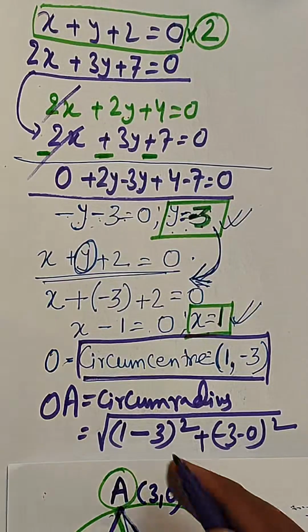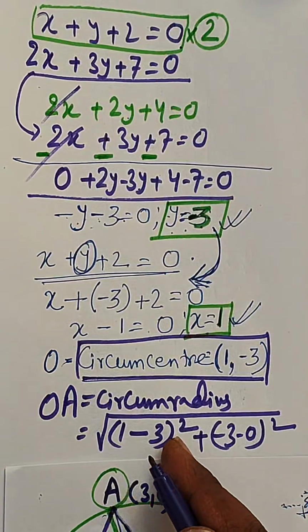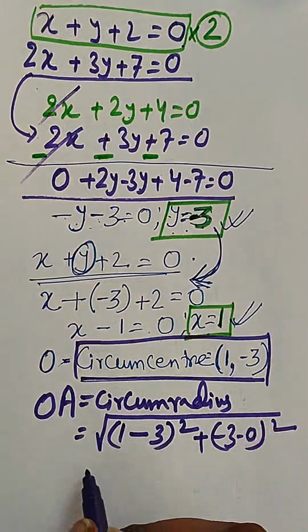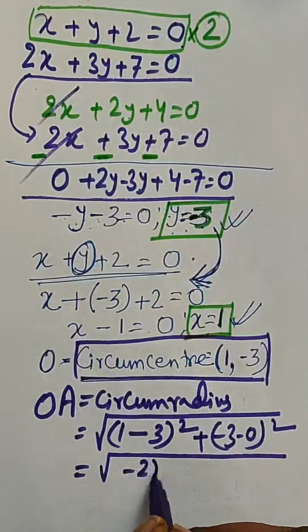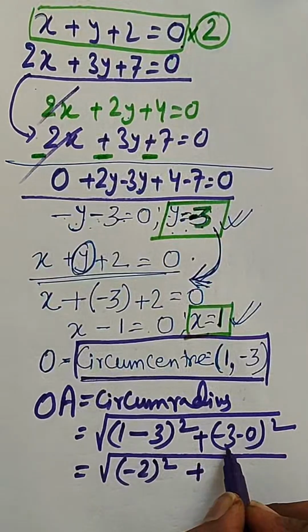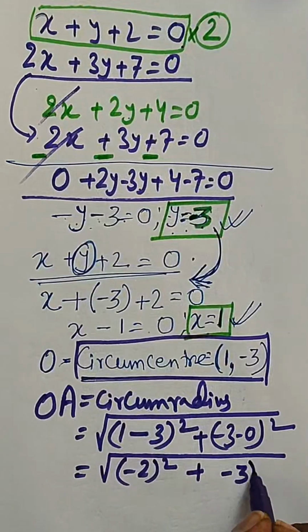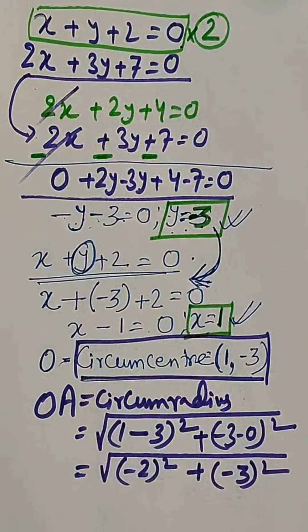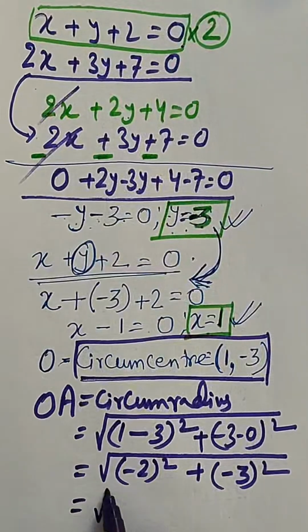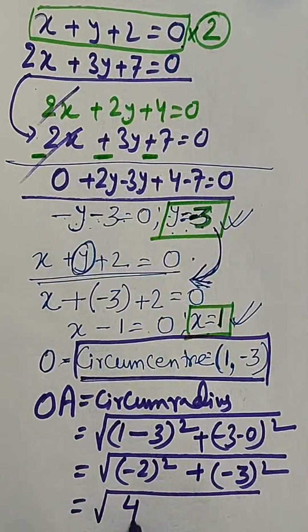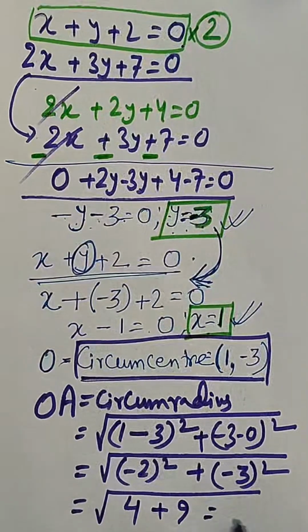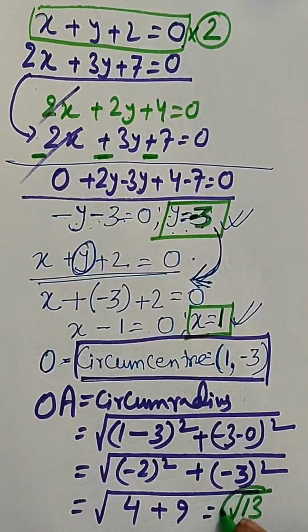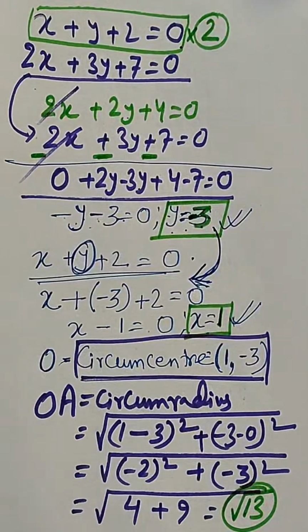1 minus 3 is minus 2, so minus 2 whole square, plus minus 3 minus 0 will be minus 3, so minus 3 whole square, right? So this will give you root over of, minus 2 whole square is 4, right, and minus 3 whole square is 9. So this will give you the value root over of 13. So root over of 13 is the length of circumradius.